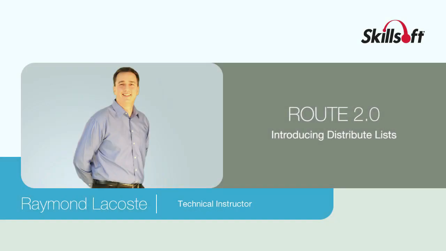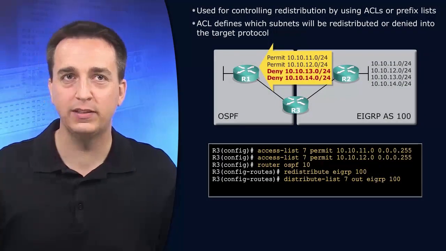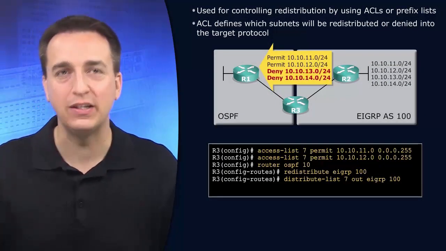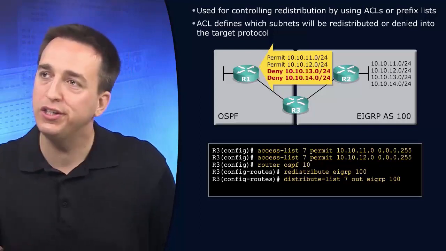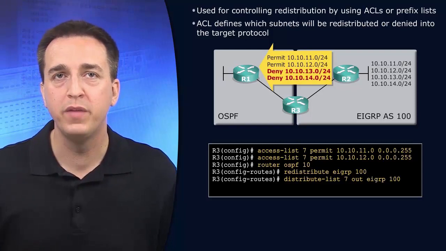Our first option for filtering during redistribution is the distribute list. It's not the best option. I would steer towards using route maps, as we'll see later, but it is an option that we have.